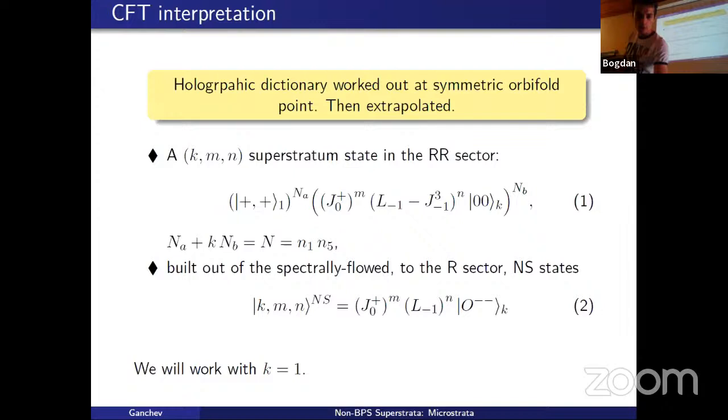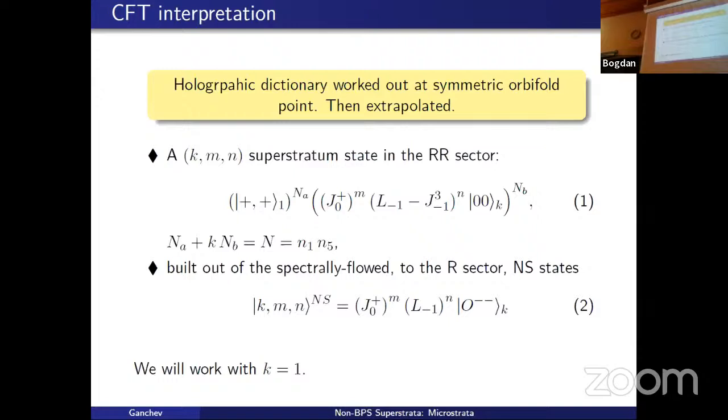Okay, given that you've seen this, we're not going to spend too much time on it. Same with the CFT interpretation. As I think Nate again said, the holographic dictionary has been worked out at the symmetric orbifold point and then extrapolated to the region where supergravity works, but where the CFT is strongly coupled. These are the states that we're considering in the RR sector or in the NS sector. The only thing I would say is that this is the string budget, and N1 and N5 are proportional to the number of D1 and D5 branes respectively.